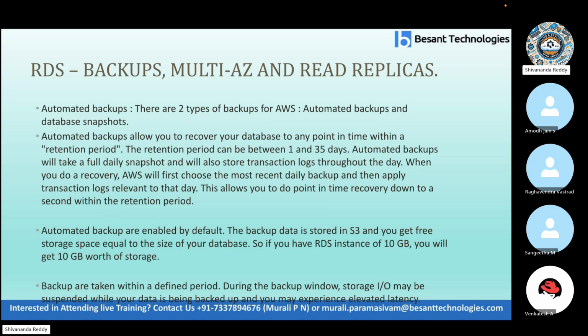This allows you to do a point in time recovery down to a second within the retention period. Automated backups are enabled by default. Backup data is stored in an S3 bucket and you get free storage equivalent to the size of the database. So if you have an RDS instance size of 10 GB, you will get 10 GB worth of storage.